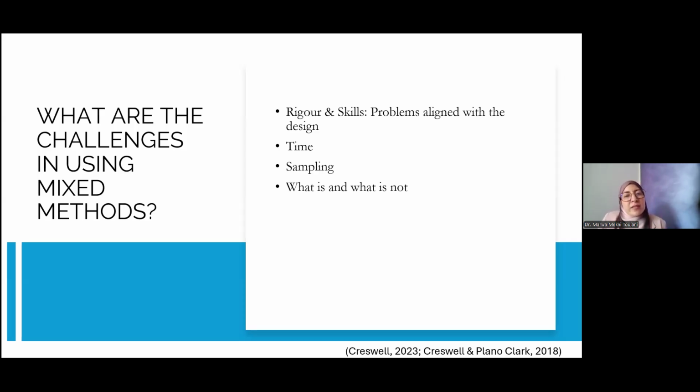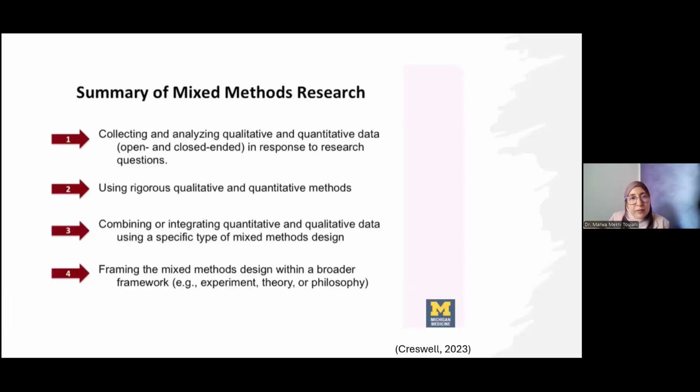The second point is time. Actually, it requires time because here we're conducting two types of research. Sampling is an issue because ideally we should have the same number of participants in quantitative and qualitative, the same participants, but we know that this cannot happen in everyday research. So sampling could be an issue. Again, mixing what is and what is not is a challenge. So we need to be sure that we need both and we know how to combine the things.